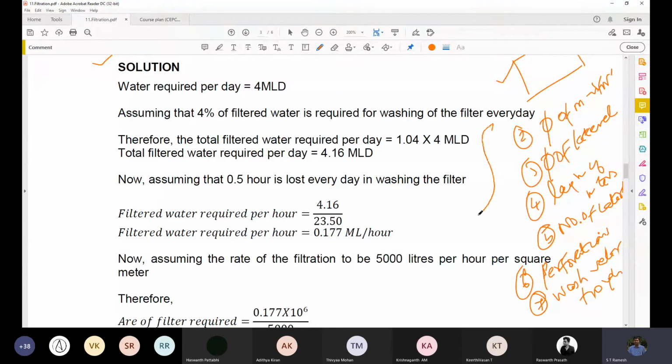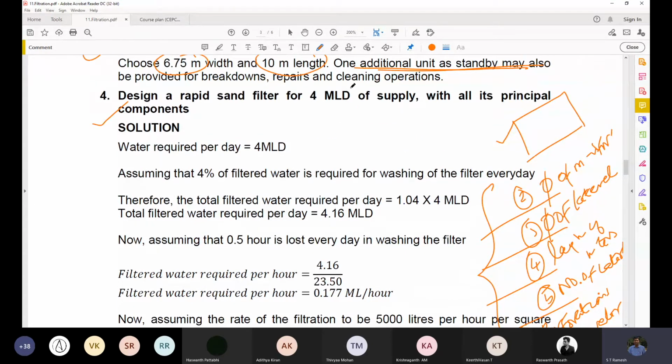Is it okay? I'm not going to solve individual problems, but we'll see everything together in one. From an examination or calculation point of view, you can go step by step individually. This problem may be a combination of 5-6 problems together, but you just understand it systematically. Now your task is to design 4 MLD of water. So average water required per day is equal to 4 MLD.